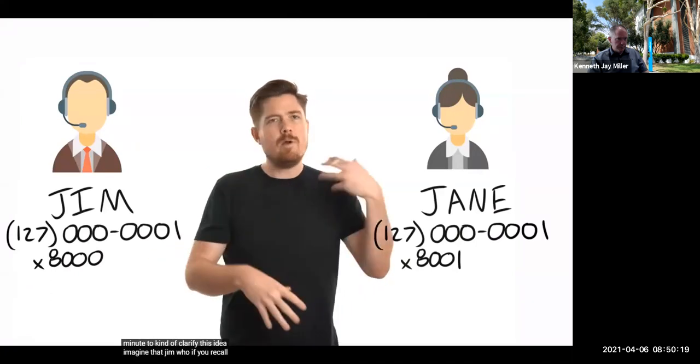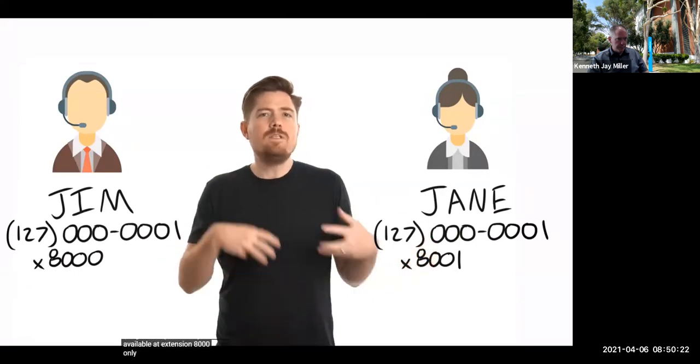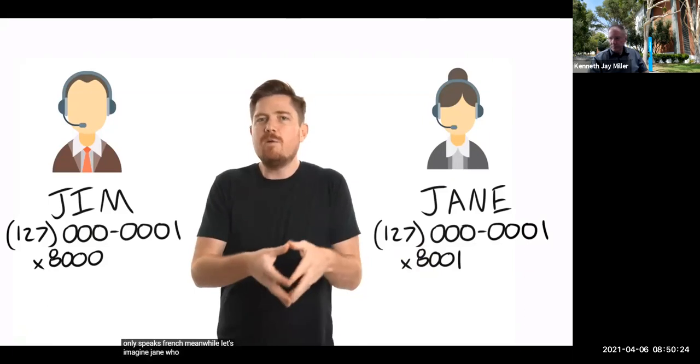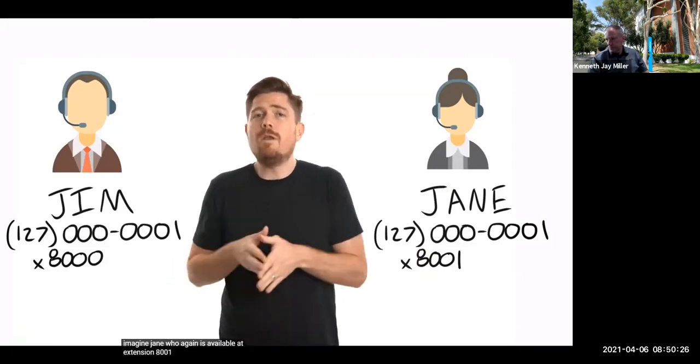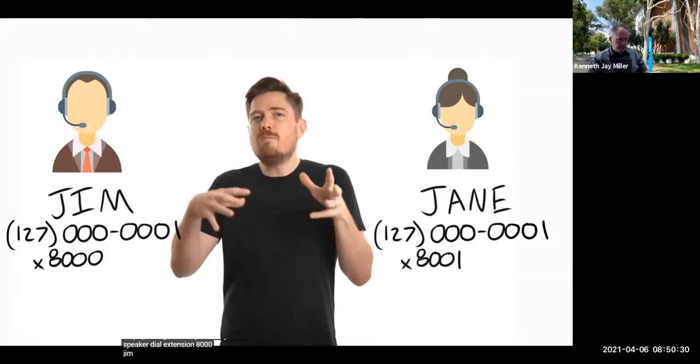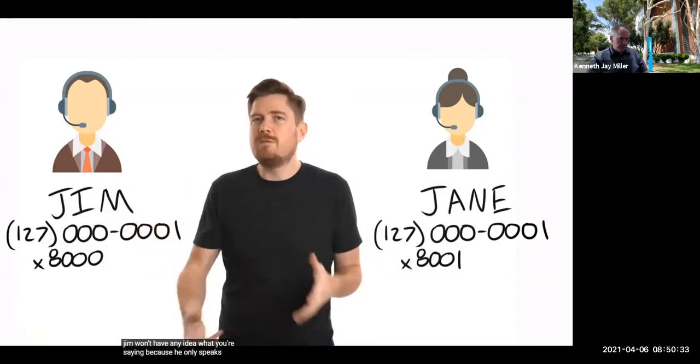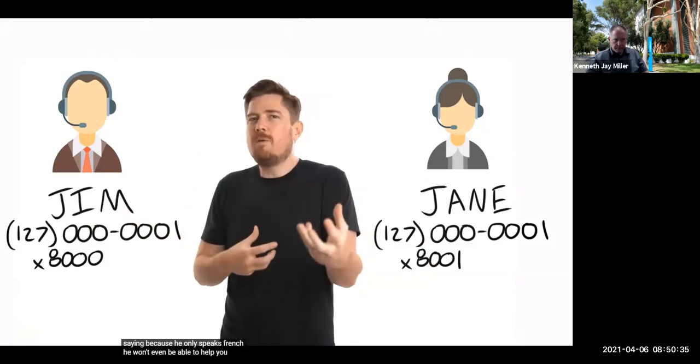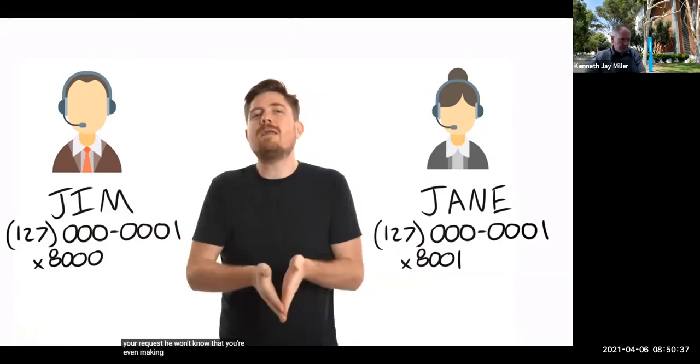Imagine that Jim, who, if you recall, is available at extension 8000, only speaks French. Meanwhile, let's imagine Jane, who again is available at extension 8001, only speaks German. If you as a German speaker dial extension 8000, Jim won't have any idea what you're saying because he only speaks French. He won't even be able to help you with your request. He won't know that you're even making a request.